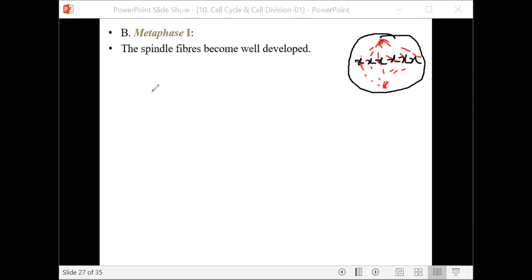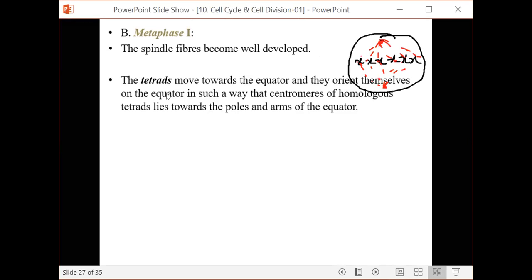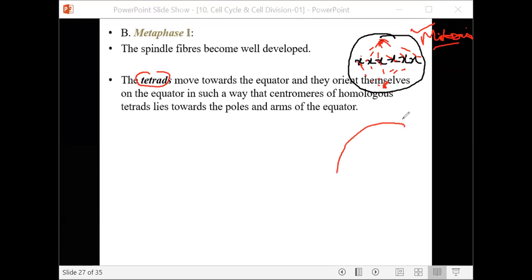I think this is what we had observed in mitosis. So the tetrads move towards the equator. They orient themselves on the equator in such a way that the centromeres of homologous tetrads lie close to the poles and the arms towards the equator. So this is what we observe in mitosis. Similar, right? Now on close observation, what does it mean to say tetrad? Now in meiosis one, what is happening in metaphase one?